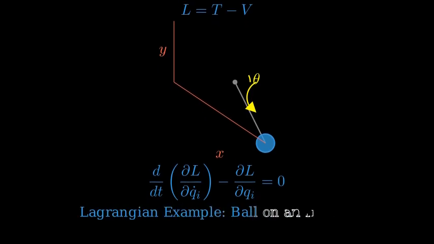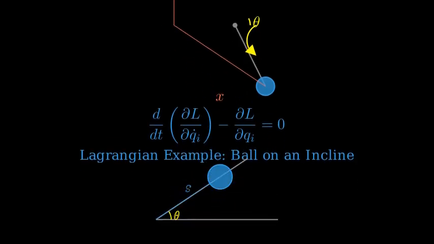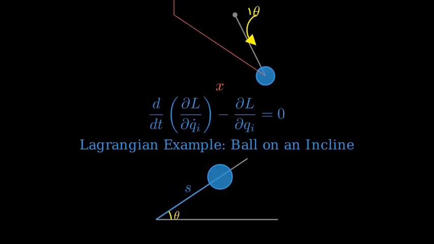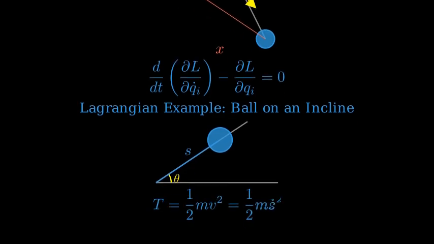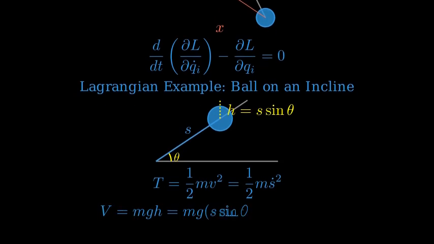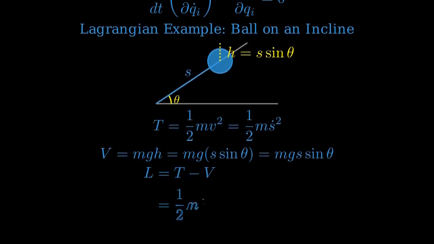Let's solve the same problem of a ball rolling down an incline, but now using Lagrangian mechanics. First, we choose our generalized coordinate. Since the motion is constrained to be along the incline, we'll use the distance s along the incline from the starting point. The kinetic energy is T equals 1/2 mv squared, or 1/2 m s dot squared, where s dot is the time derivative of s. The potential energy is V equals mgh, where h is the height. Since s and h are related by h equals s sine theta, we have V equals mg s sine theta. Now we can form the Lagrangian.